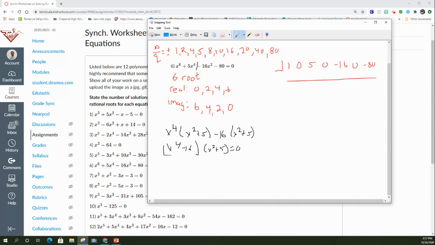And then x to the 4th minus 16 is the difference of 2 squares. Okay, that's x squared minus 4, x squared plus 4. And I still have x squared plus 5. And so when I go to solve all these, I add 4, take the square root. This is x equals plus or minus 2. This one will be x equals plus or minus 2i. And then this one will be x equals plus or minus i rad 5.